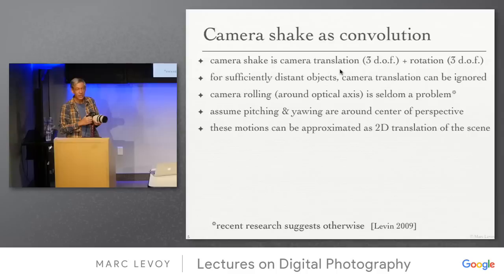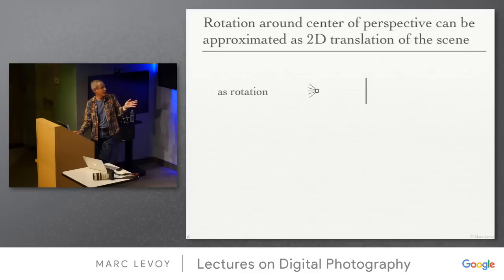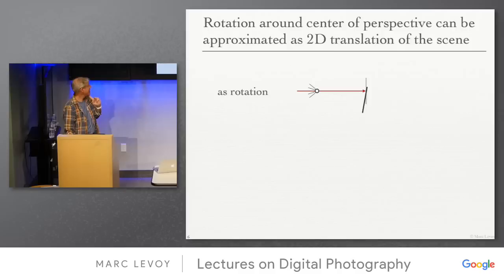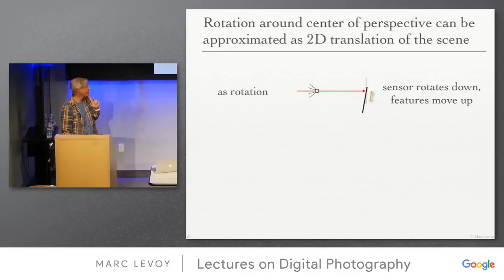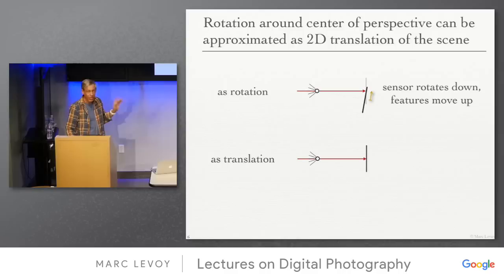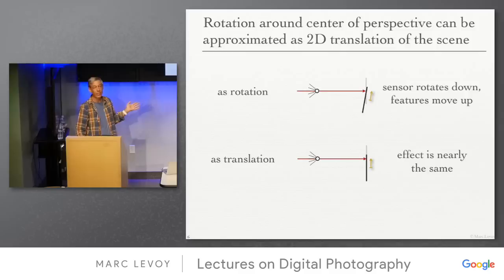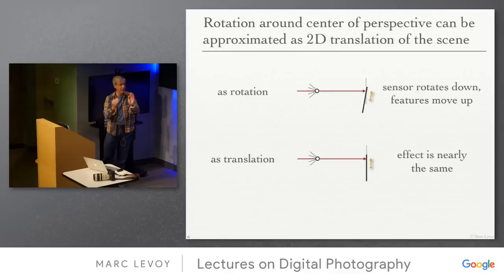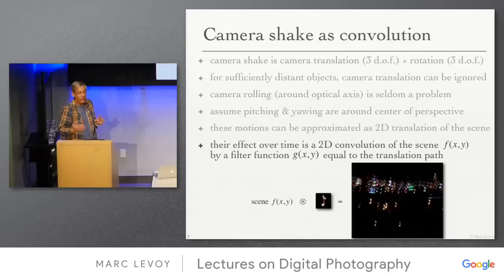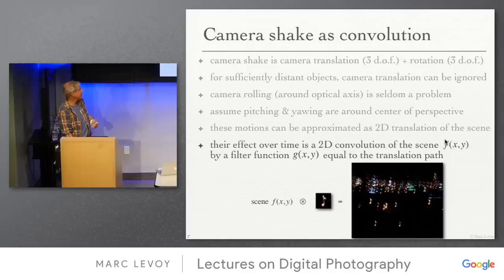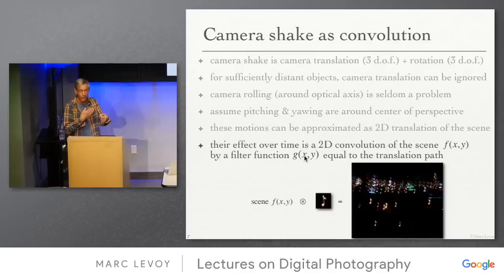So let's look at that geometrically. So here it is as rotations. So there's the center of projection on the left, and there's the sensor on the right. And if the sensor rotates with respect to the center of projection, then features will move up. Okay? We can approximate that, for sufficiently distant objects, as a translation. Like that. The effect is nearly the same. The feature is moving up on the sensor. So rotating the sensor down relative to the center of projection is almost the same as just translating it up. And so if we can model it just as a movement of the sensor, that begins to suggest the spatial convolution. And so indeed, you can imagine the scene, f of x,y, and some filter function g of x,y, which is equal to the translation path, which is a function of the camera shake, and just convolve the two.